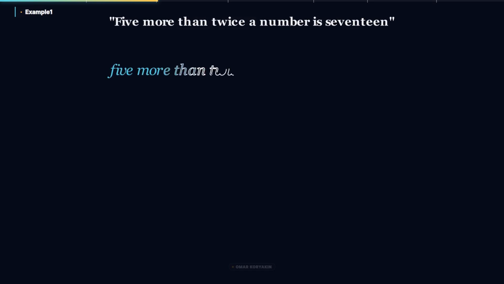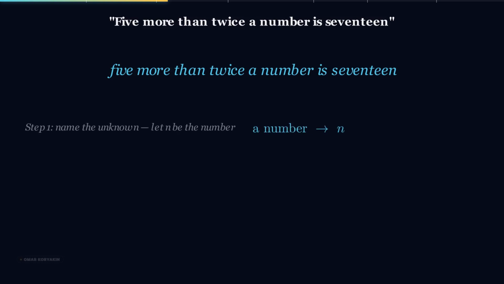Here is the first worked example. The sentence: 5 more than twice a number is 17. Translate this sentence into an algebraic equation, then identify the variable, the operations, and the equal sign. 3 keywords are present: more than, twice, and is. Each one maps to a specific operator from the dictionary. Step 1.